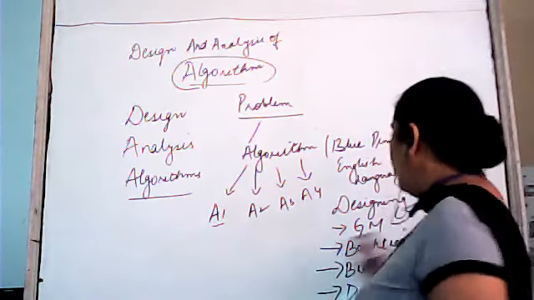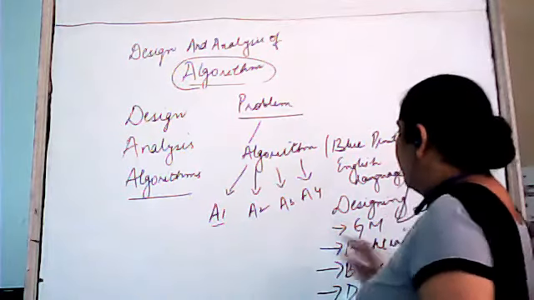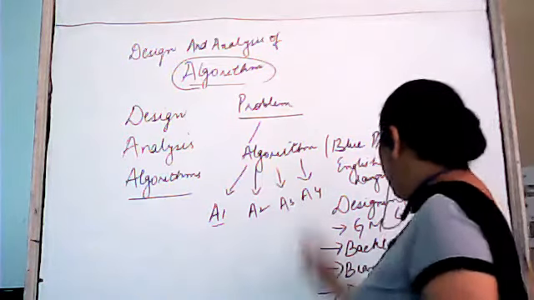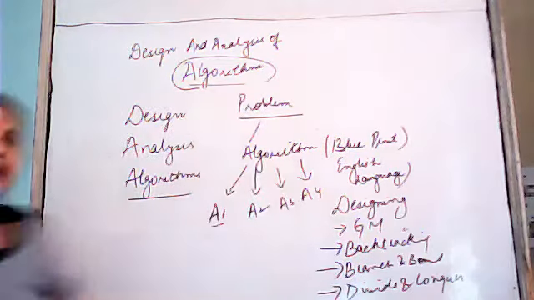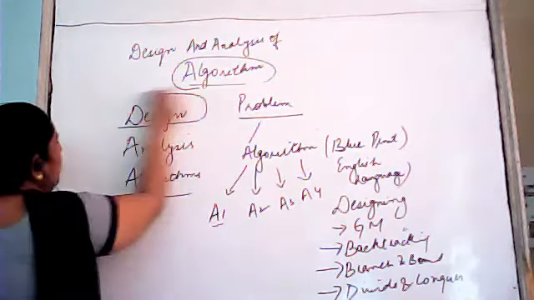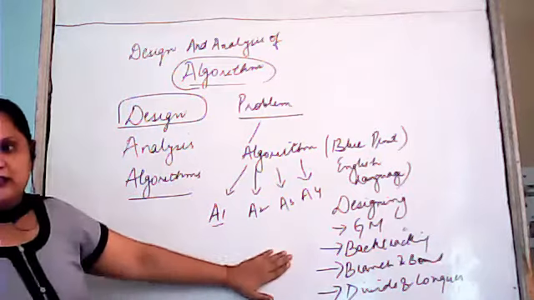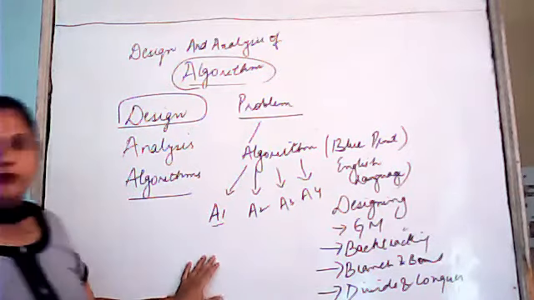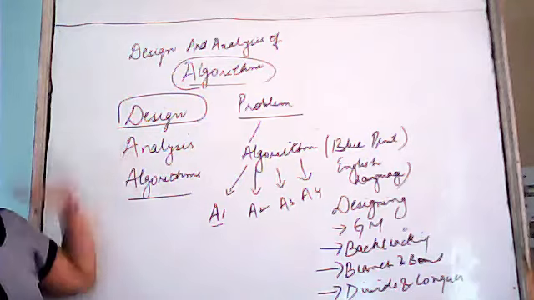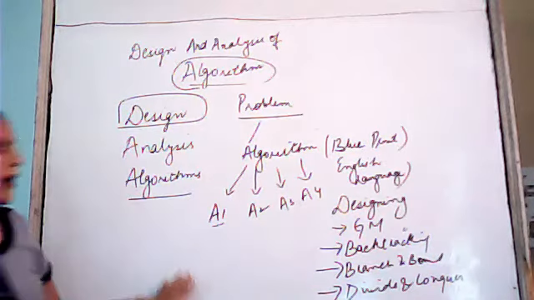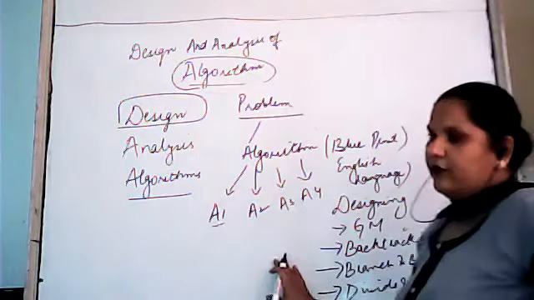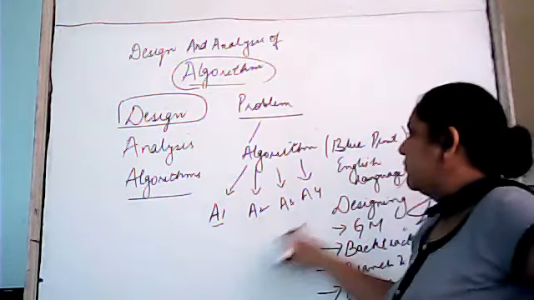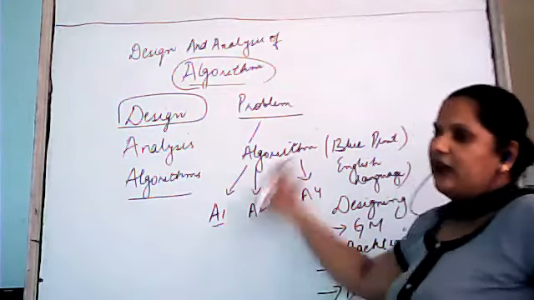Suppose we are designing A1 with greedy method, A2 with backtracking, A3 with branch and bound, A4 with divide and conquer. This is called designing of algorithm. When you use the different techniques in order to provide the solution for the given problem, this is called designing. Now, after making the 4 algorithms for which we want to code, which program out of these 4 would be the best, for that we will code.